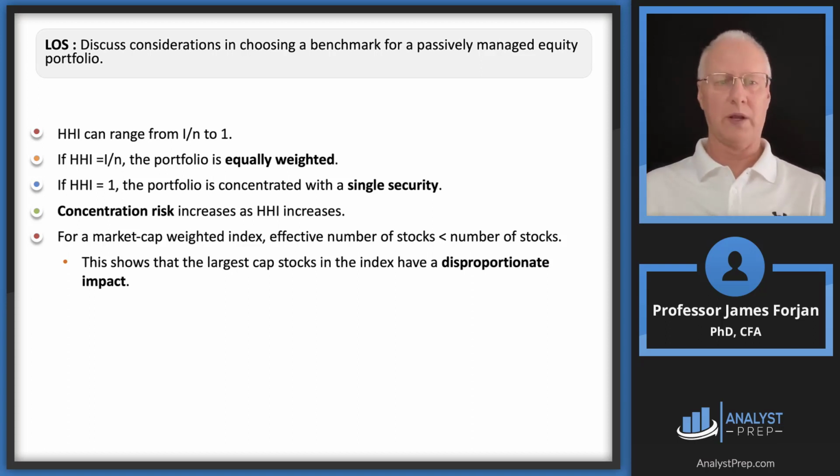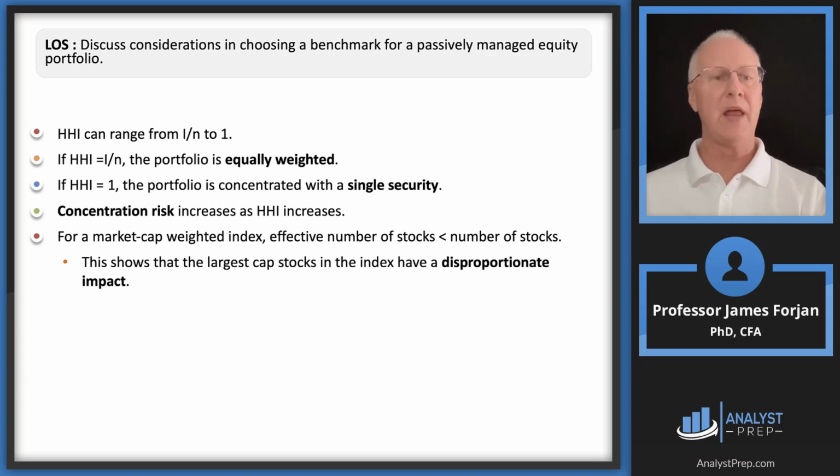So let me just give you a quick silly example. Suppose I come up with Jim's index, and it's 10 stocks, and I invest 10 cents in the first 9 stocks. So I have 90 cents invested in the first 9 stocks. And then I invest $1 million in the 10th stock. All right, so what do we say? What's the concentration risk there? The performance of this passively managed equity portfolio is going to depend on that one stock, right?